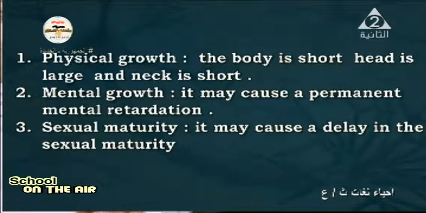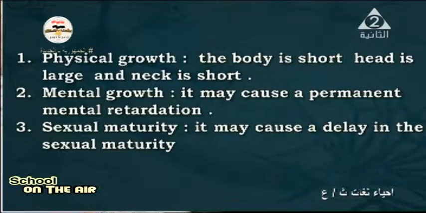This is described for cretinism. Mental growth: it may cause permanent mental retardation. What is mental retardation? It means the person cannot think well. What about sexual maturity? It also may cause a delay in sexual maturity, so that maturity does not occur at the usual age.